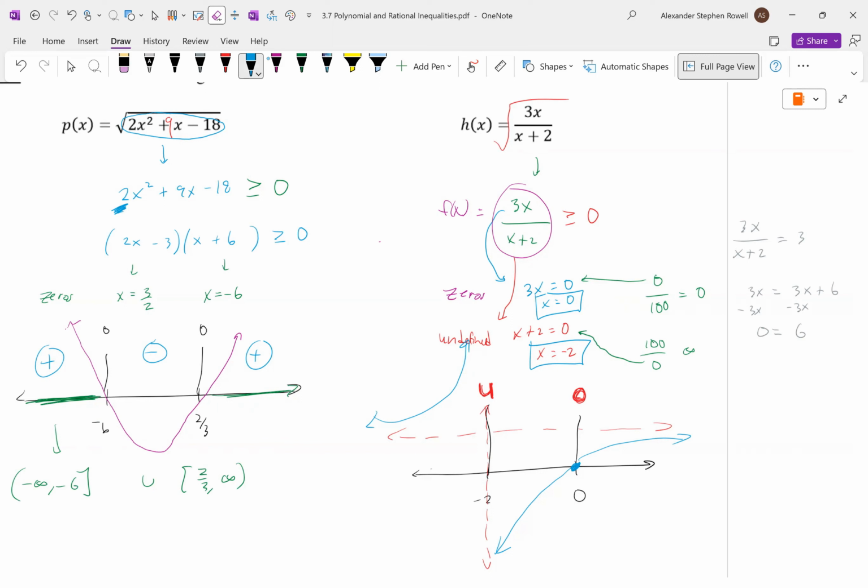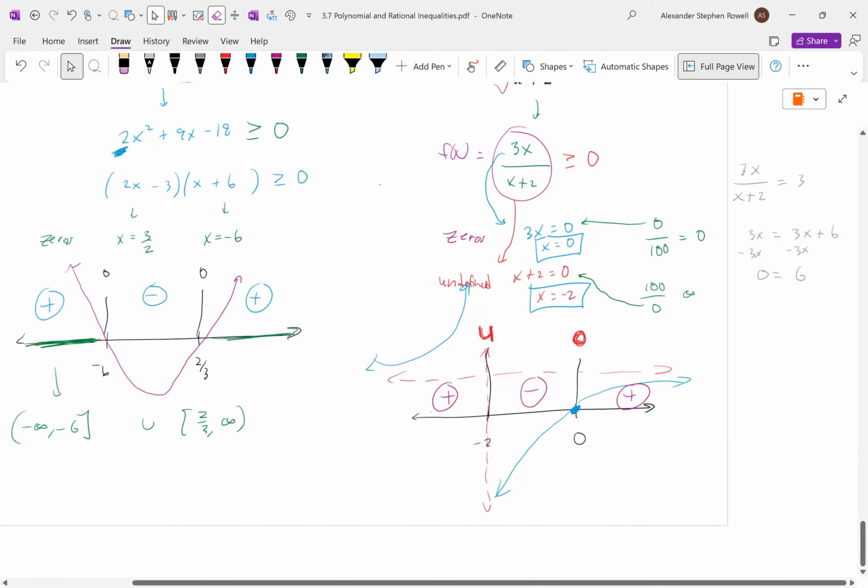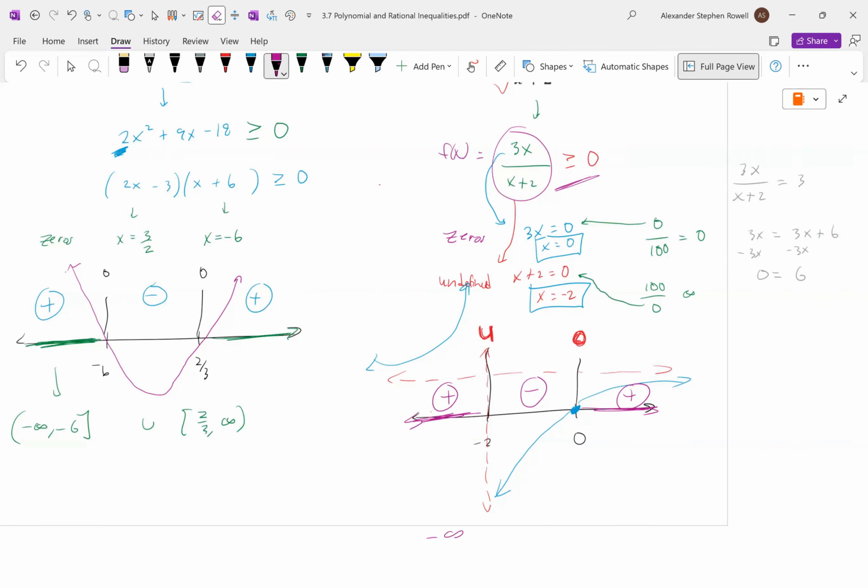Okay, so now I know that my intervals are positive, negative, positive. But you can always just plug in a point to check. Which intervals are we looking for? Positive intervals. So the answer would be -infinity to -2 and 0 to infinity. Do I include -2? No, it's undefined, never include it. Do I include 0? Yes, it can equal 0.